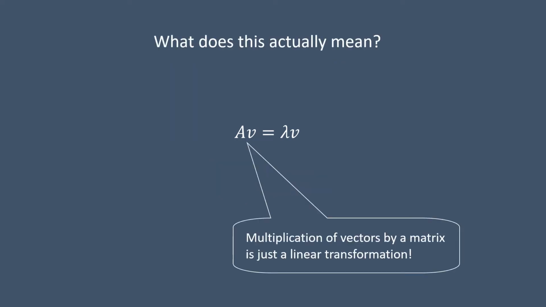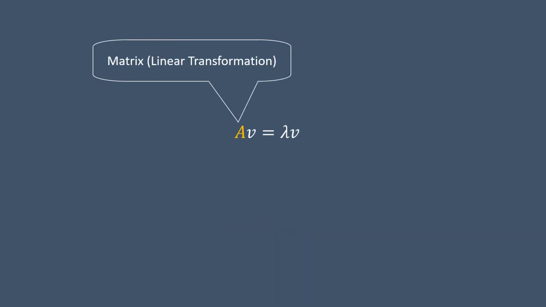Let us have a closer look at the basic equation and mathematical definition. Recall that matrix vector multiplication is just a linear transformation applied to the vector. Hence, we apply a linear transformation represented by the matrix A to the vector V and get the same vector just multiplied by a number. V and A times V are parallel.